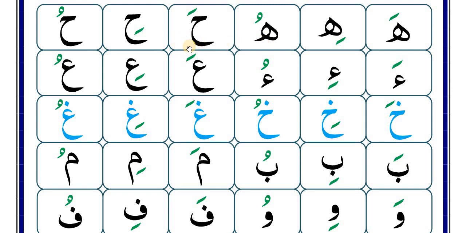Next letter is ha. We can't read this letter like the previous ha. This ha will be pronounced from the middle part of your throat. Ha, he, who. Again, ha, he, who.